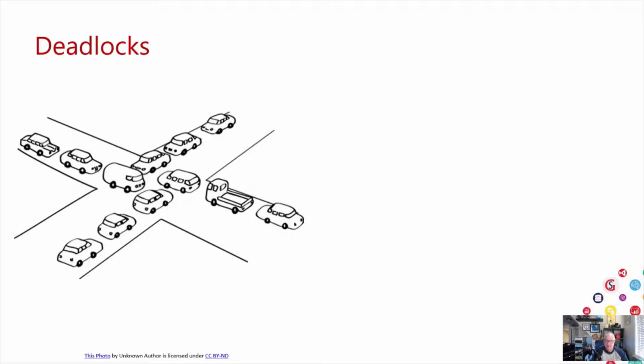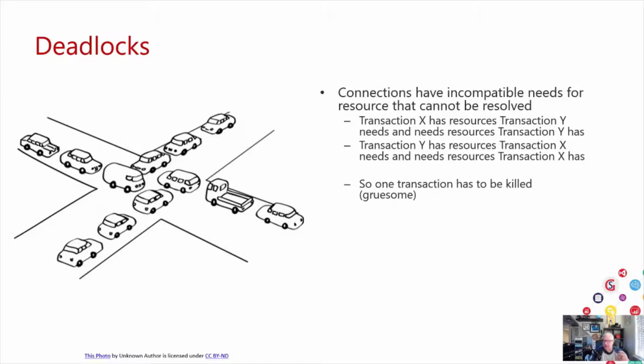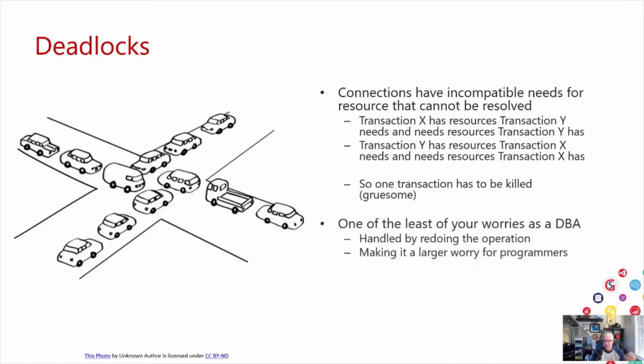A deadlock is very simply this: transaction X has resources that transaction Y needs, and it needs resources that transaction Y already has. And vice versa is also true. So there's no way that either one of those connections could finish, so one of them has to be killed. Deadlock, killed. Yes, it's a very gruesome sounding process. Even though it is a gruesome sounding process, it's one of your least bad things that happen in the database.